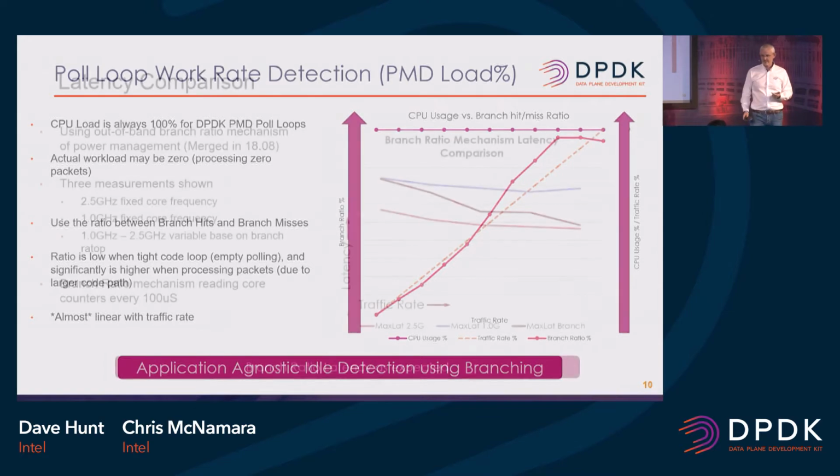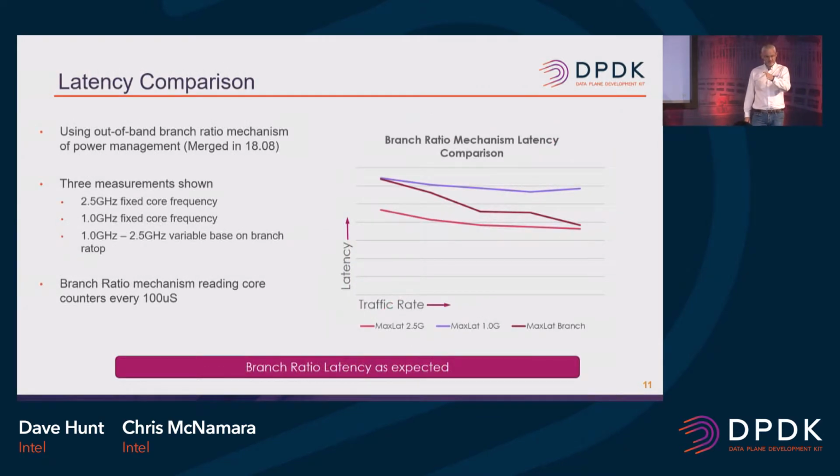So that's what we implemented in a patch. We'll just talk about latency for a second as well. What I was looking to see here was, did it have any adverse effect? Because the branch ratio mechanism is reading the core's counters every 100 microseconds. Now that's quite invasive into the remote core. If there are 2 or 3 cores, I'm actually reading the counters of those cores with a tight thread, reading those every 100 microseconds.